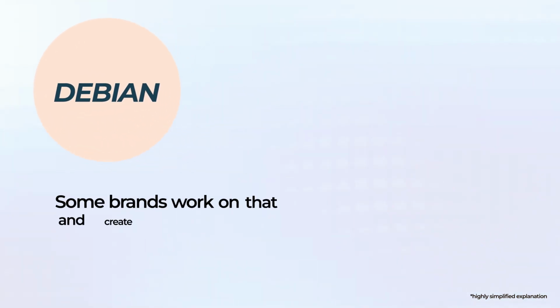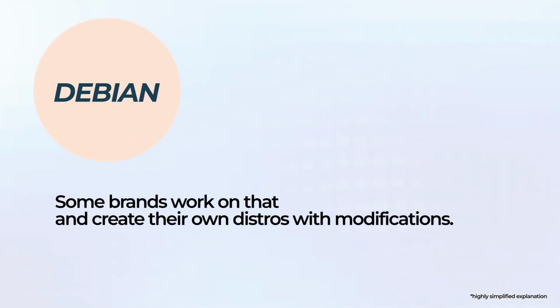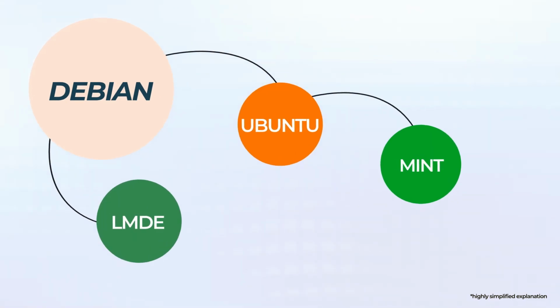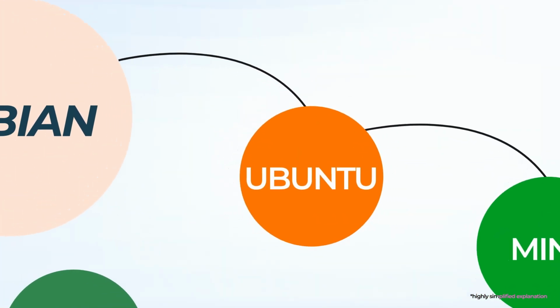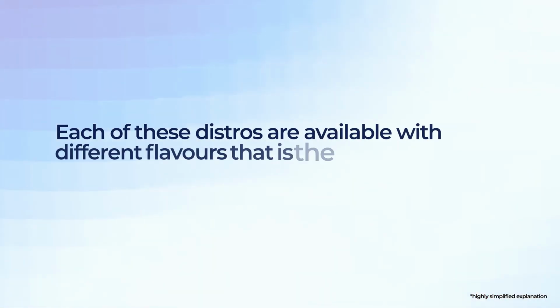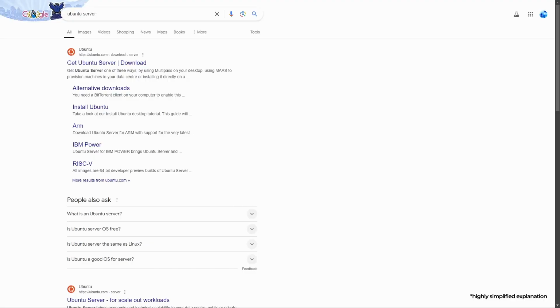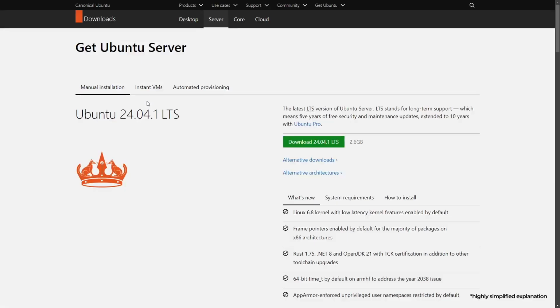Some brands work on that and create their own distros with modification, like Ubuntu or LMDE, that is the Linux Mint Debian edition. The original Linux Mint is a work on Ubuntu, and similarly you can create something with your own modifications from Linux Mint or Ubuntu or even Debian. Each of these distros are available with different flavors, that is the desktop environment. If you get the server version of the Ubuntu OS, there's no graphical user interface installed, so you just get access to the command line.